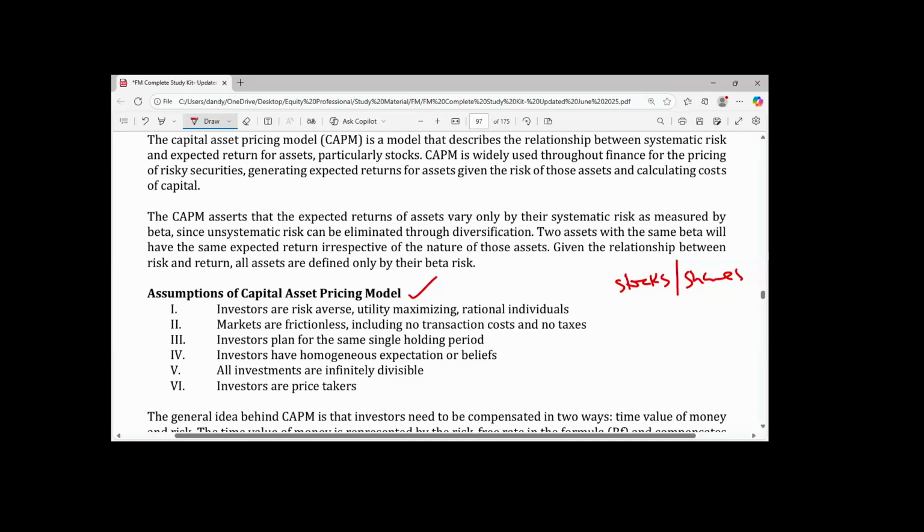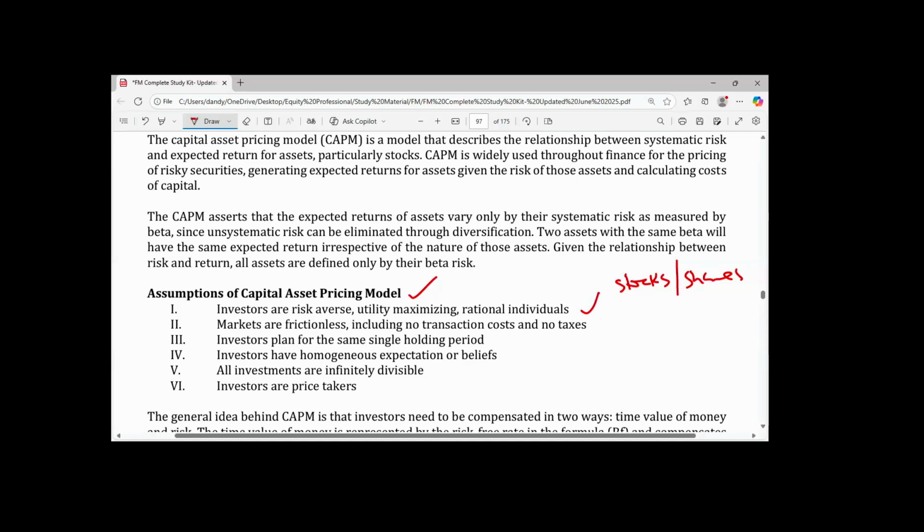They understand the market condition, the prevailing market condition. So they are rational individuals. All right, so that is the first one. So we are saying that investors are risk averse, utility maximizing, and rational individuals, which means that investors want to maximize return, and they understand the investment that they want to carry out.